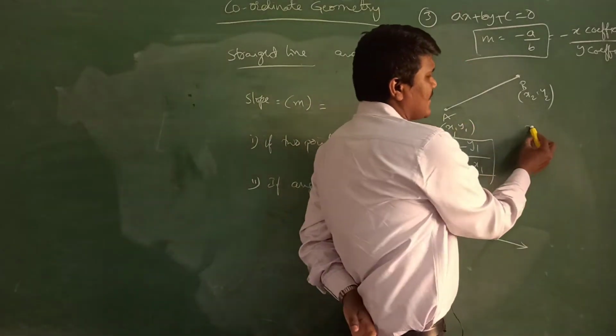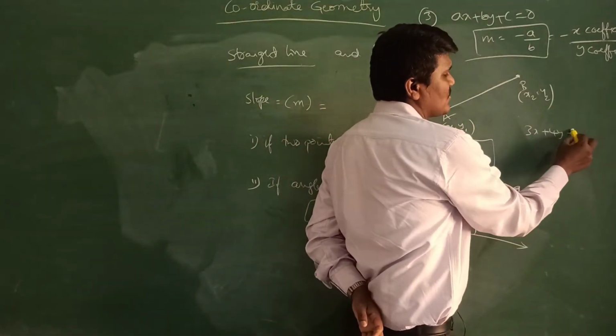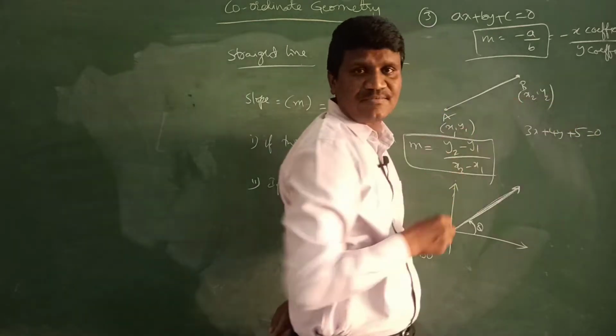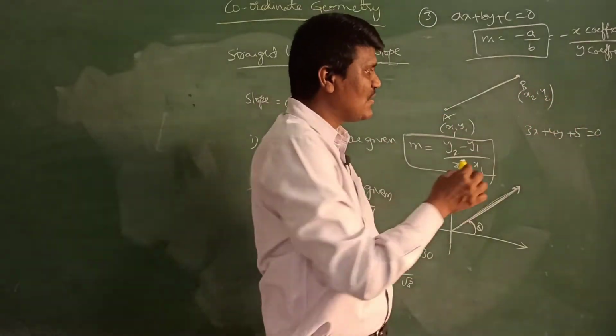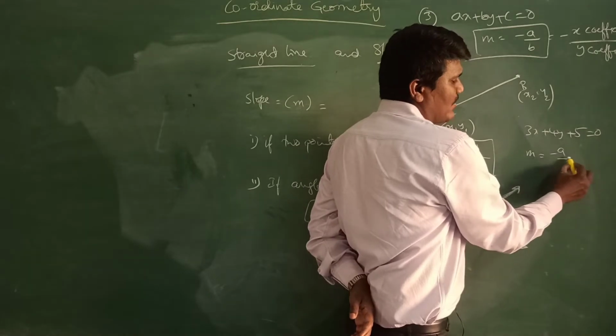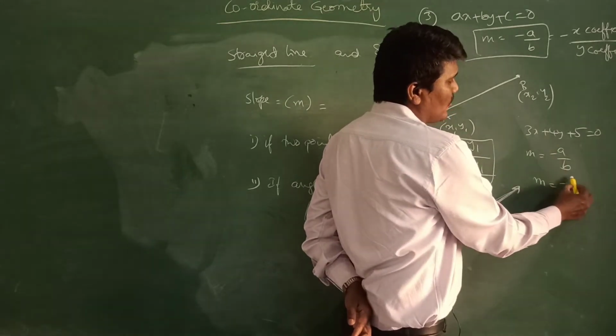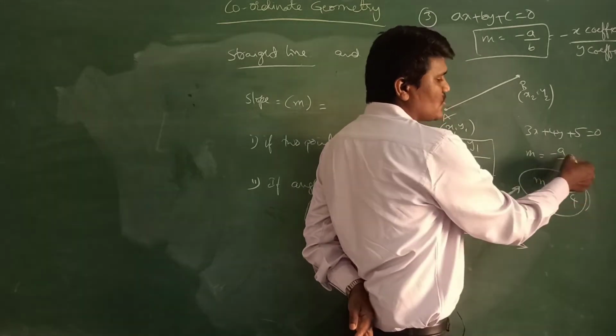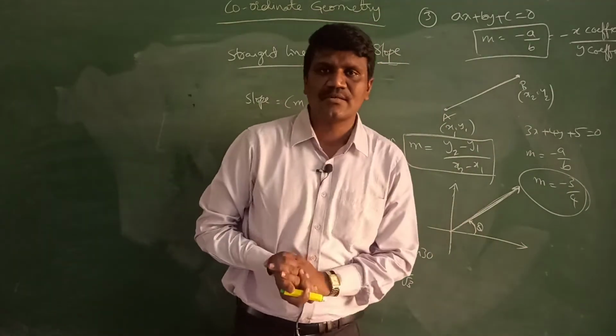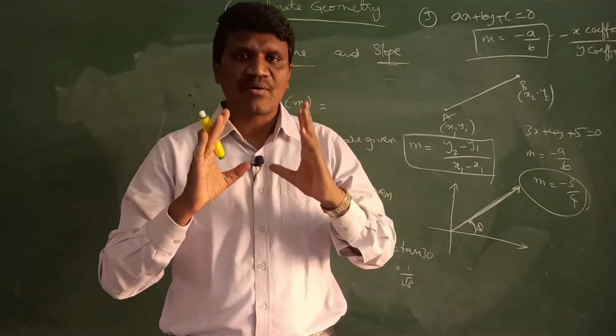So they will give a question like this: if 3x plus 4y plus 5 is equal to 0, what is the slope? The slope will be m is equal to minus a by b, that is m is equal to minus 3 by 4, x coefficient by y coefficient. So this is the formula for slope.